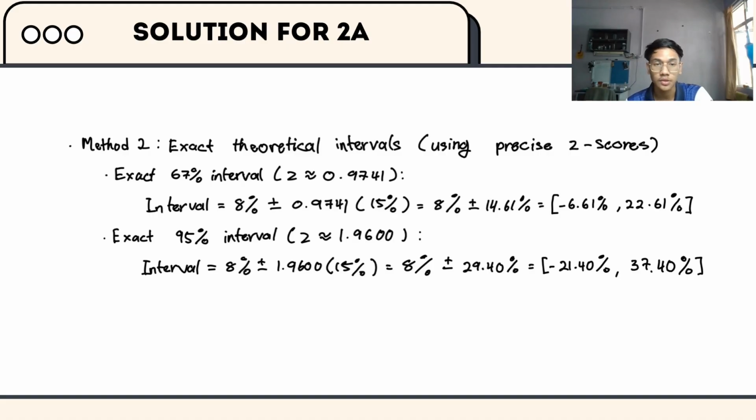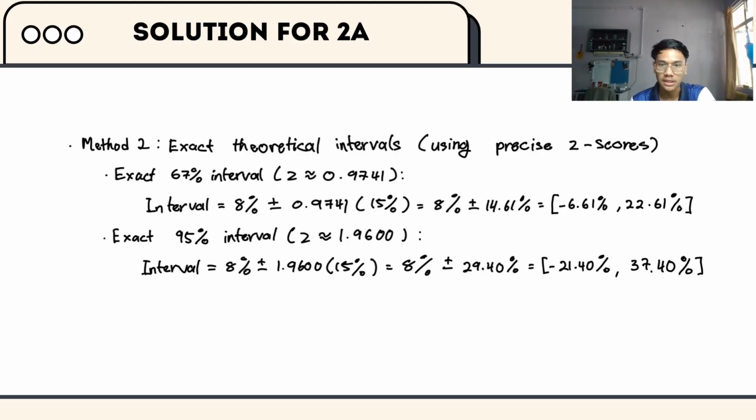And as for method number 2, we're going to use the exact theoretical interval by using the precise z-score. For the exact 67% interval, z is approximately 0.9741. As usual, we just enter the value of the 8% plus or minus the z value alongside its volatility, and we will get the answer. The first one gives us negative 6.61% and 22.61%.